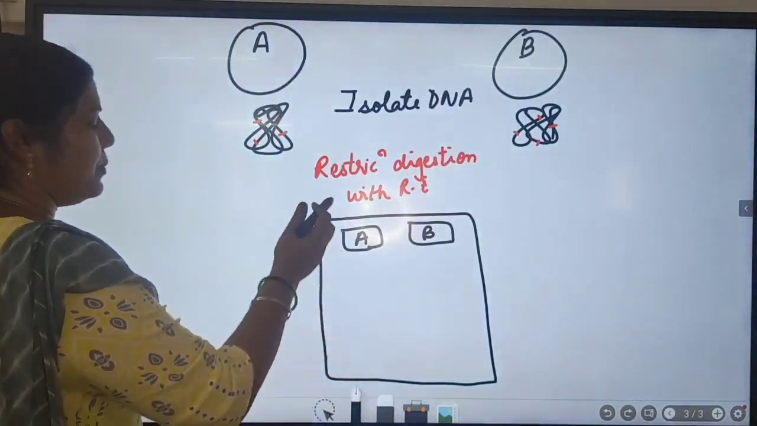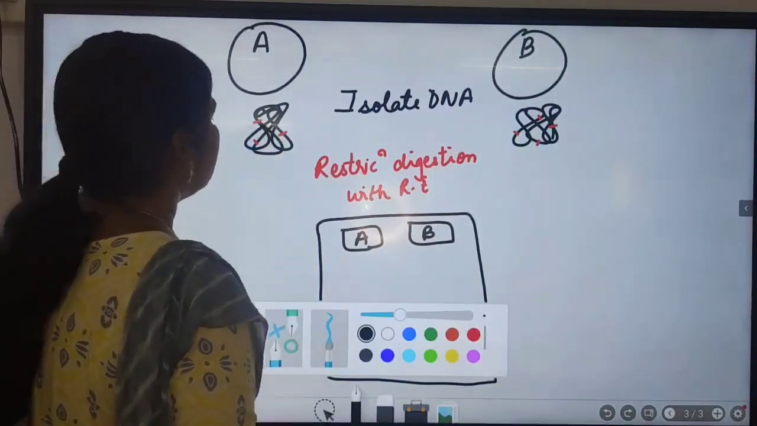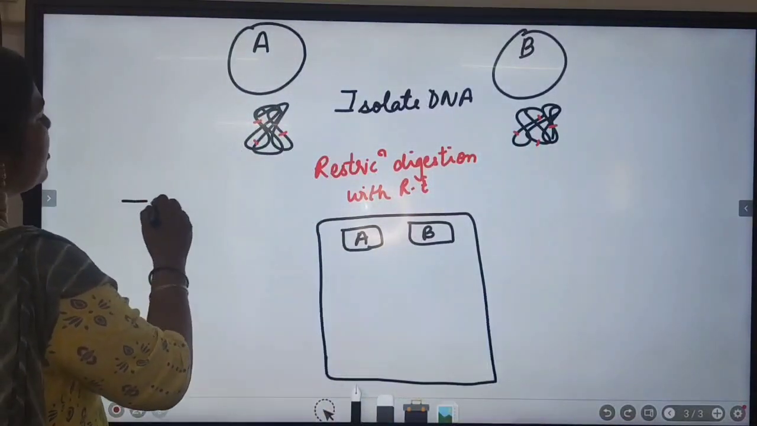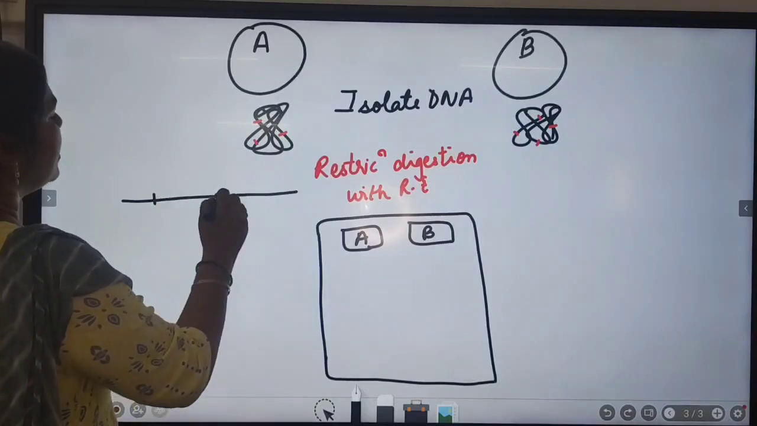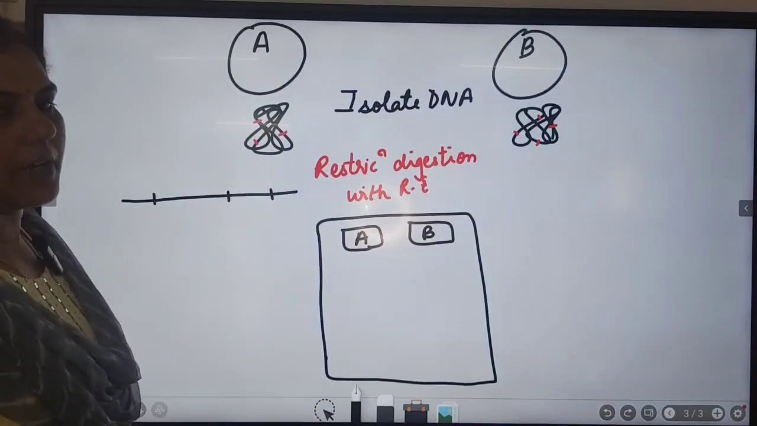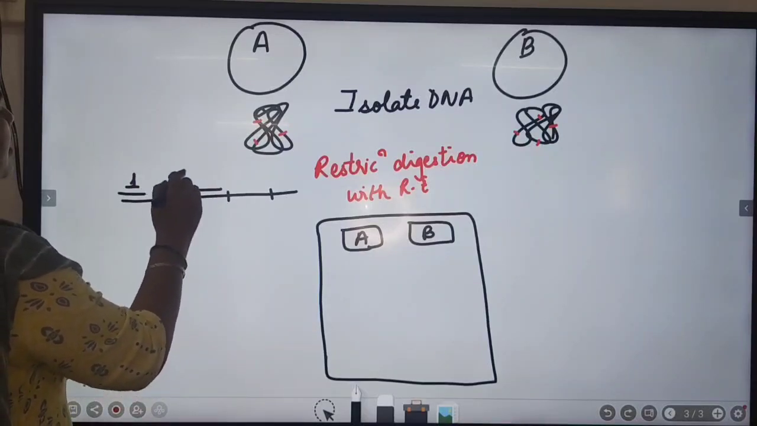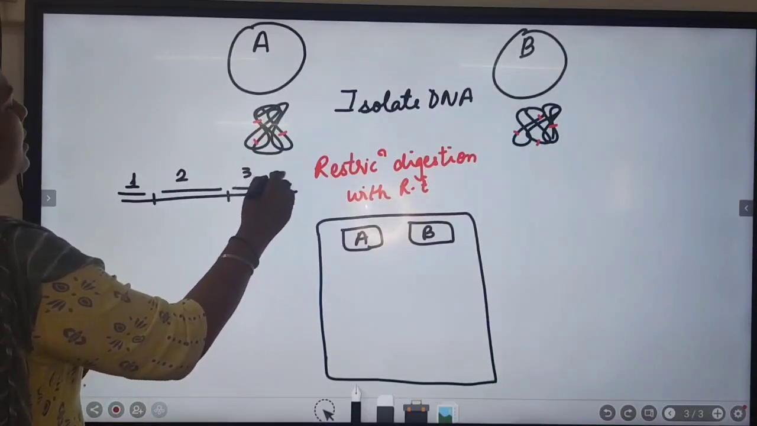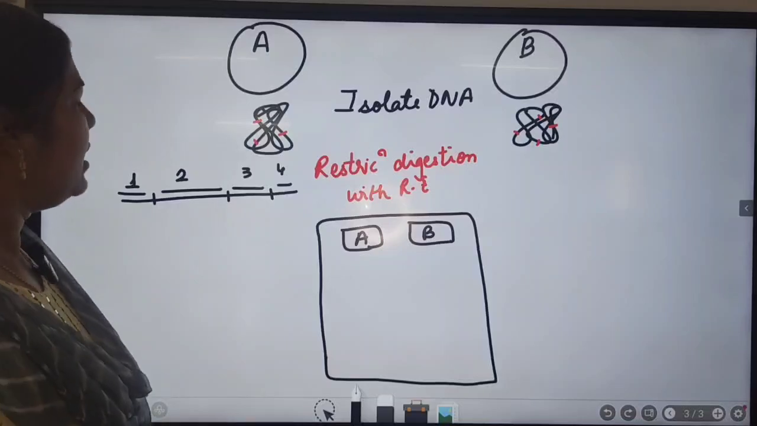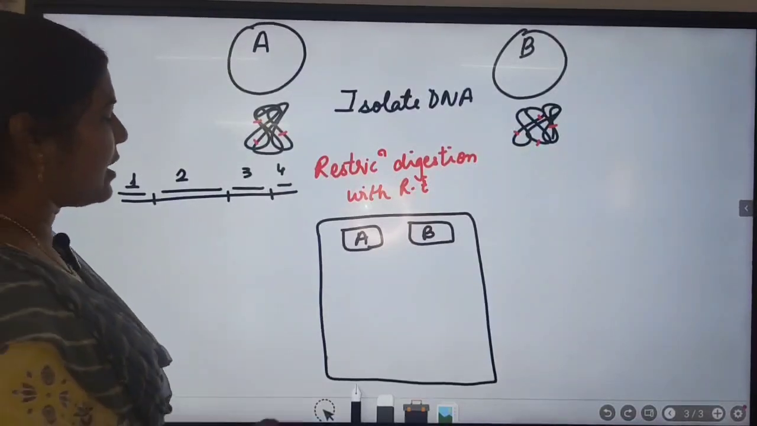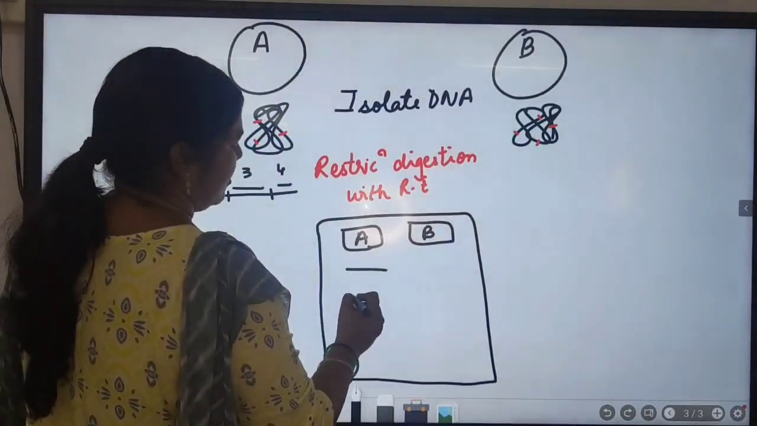So when we perform agarose gel electrophoresis, what happens if this was the DNA and there were 3 sites of cutting? So how many fragments did we get? We got 1, 2, 3 and 4 fragments, and according to their size the fragments will form here.